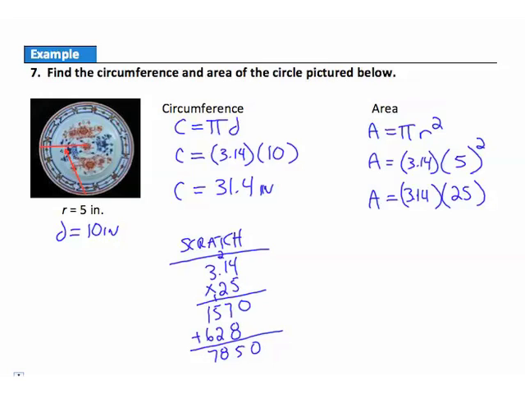So notice we had 2 decimal places up here in our problem in 3.14, so I need to have 2 digits behind the decimal in my answer. So over here for the area of my circle, I get 78.50. Now, area is always measured in square units, so since we were starting with inches, this is going to be inches squared, or you could simply write square inches.